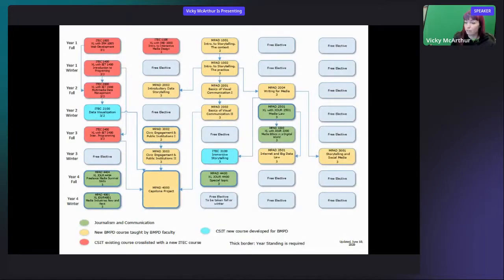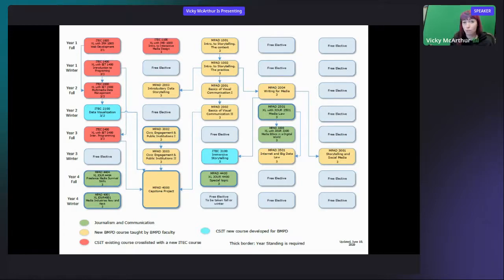This is an example of the flowchart that we have for the program. It is hosted on our website, and it shows what the progression of the program looks like. If you read it from top to bottom along the left column, you have year 1 fall, year 1 winter, year 2 fall, year 2 winter, and so forth. Across each of those rows, you see the courses you will be taking if you follow that progression. So in year 1 fall, you'll be taking 2 iTech courses and 1 MPAD course, your Introduction to Storytelling. Everyone in your cohort will be taking those classes together.